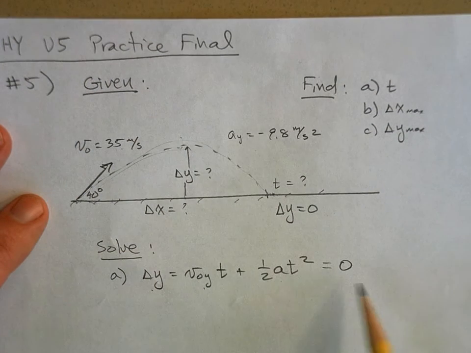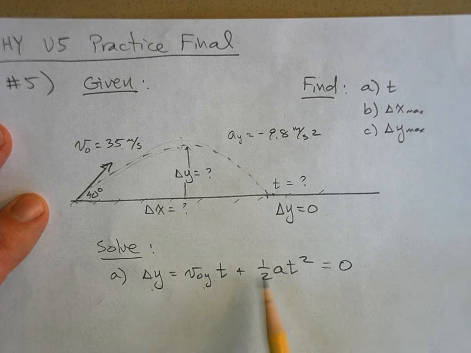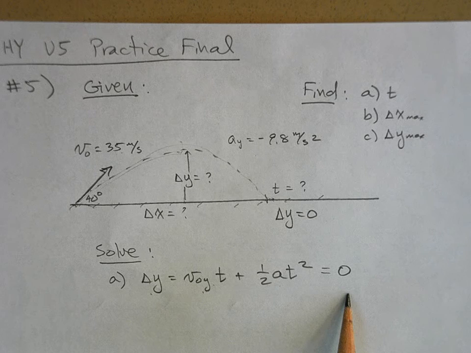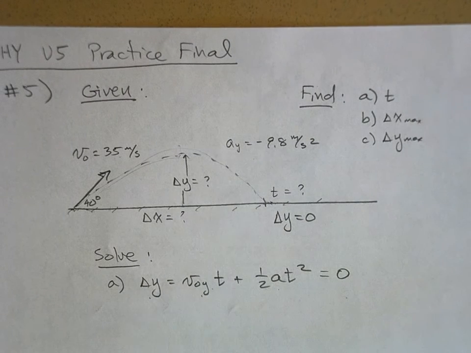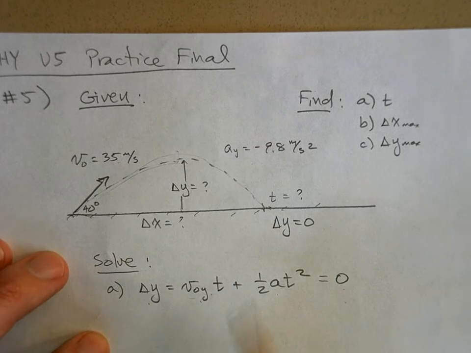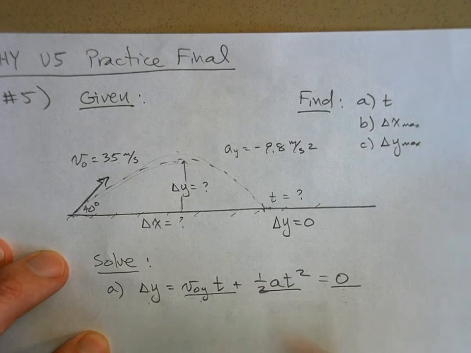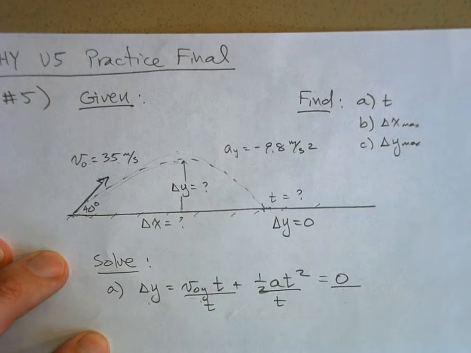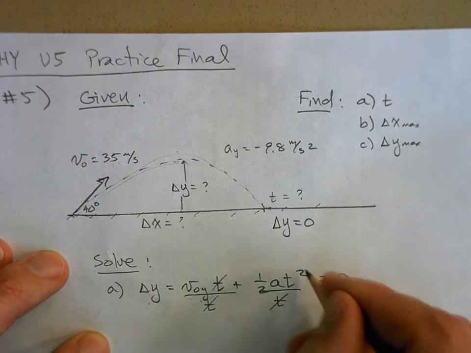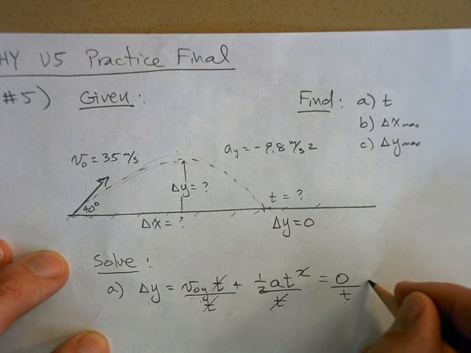And the nice thing about this being equal to 0 is that I don't have to use the quadratic formula to solve for time. If delta y was not equal to 0, I could still solve for time, but I would need to use the quadratic formula. Because all of this is equal to 0, I can divide both sides by time. You can divide everything by time, and it's still equal. It's algebraically allowed. So time cancels out, time cancels the time squared, and this is still equal to 0.